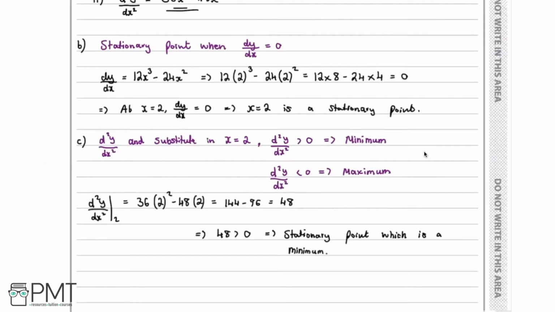So in this question, there was 2 marks available, and for that question, we'll receive 1 mark for substituting x equals 2 into our stationary point here, and then our second mark will be for the conclusion here.